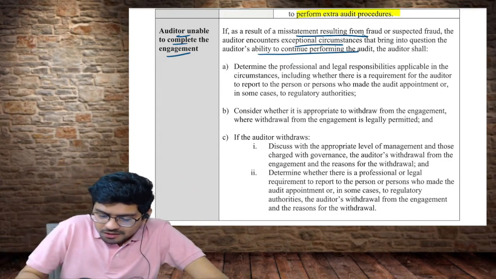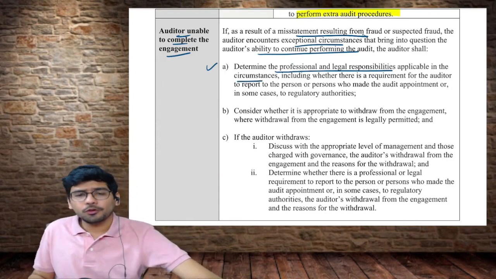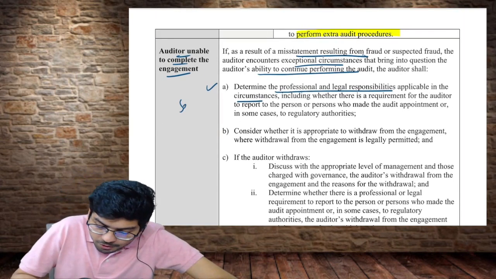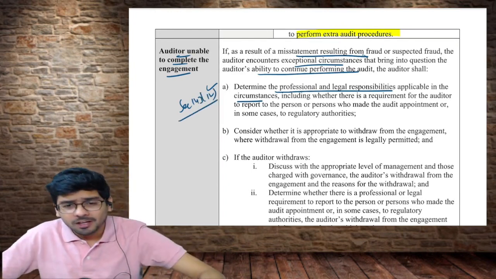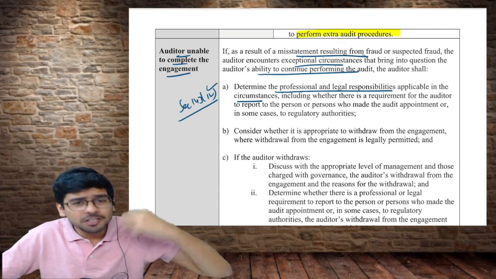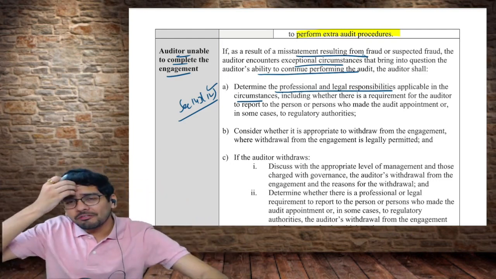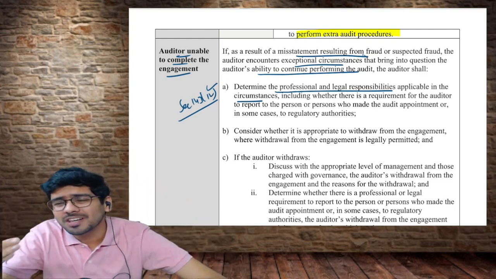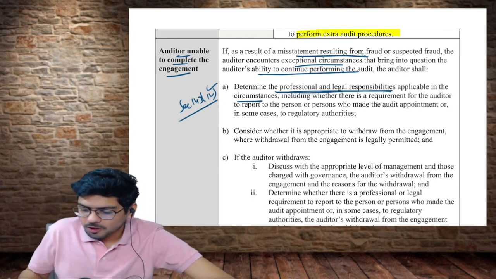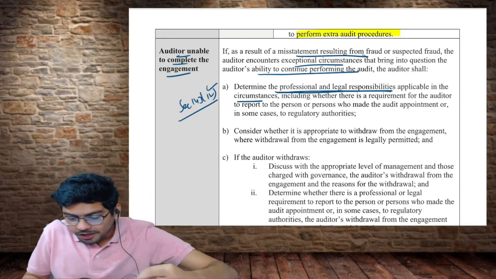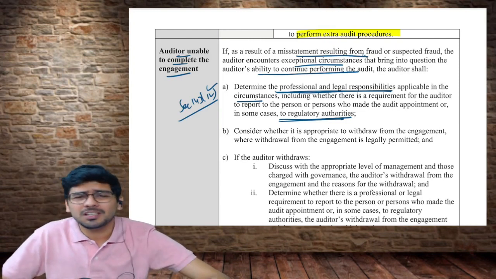So the point here is to determine the professional and legal responsibilities applicable in the circumstances. For example, section 143(12) of the Companies Act, as I told you, tells us that in case of fraud which exceeds, let's say, 1 crore rupees, the auditor needs to report to the central government. So this is a professional duty here. When you have found a fraud in the company, a misstatement because of fraud, you need to check your professional and legal responsibilities applicable in the circumstances. Do we need to report to the regulatory authorities or not? Regulatory authorities means ROC, MCA, etc.